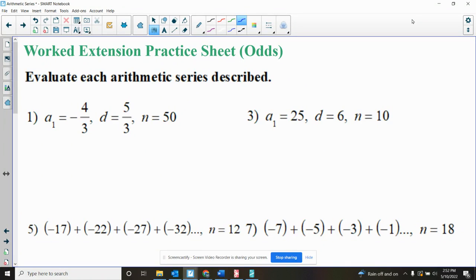In this one, we'll be working through the odd number problems from the extension practice sheet. This is extension, optional, not going to show up on the Power assignment, but it may show up on the portfolio, and it's just good information if you're going to be taking more classes in the future.